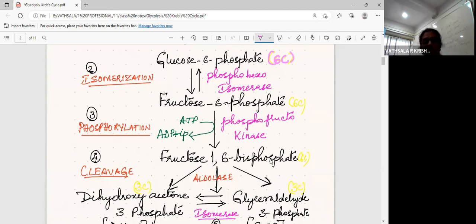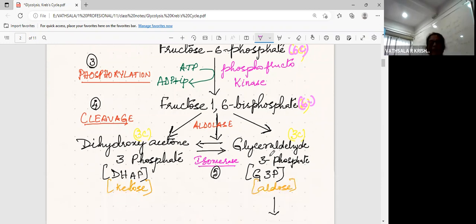Now fructose 6-phosphate takes up one more phosphate from ATP, at the first carbon atom as well as the 6th carbon atom, so fructose 1,6-bisphosphate is formed. Hence this is also a phosphorylation: phosphorylation, isomerization, phosphorylation. Which is the enzyme again here? Kinase. If you forget anything, write kinase and you'll get marks. Remember it for phosphorylation. Now fructose 1,6-bisphosphate, a 6-carbon compound, is converted to two 3-carbon compounds, two molecules of DHAP. What is DHAP?